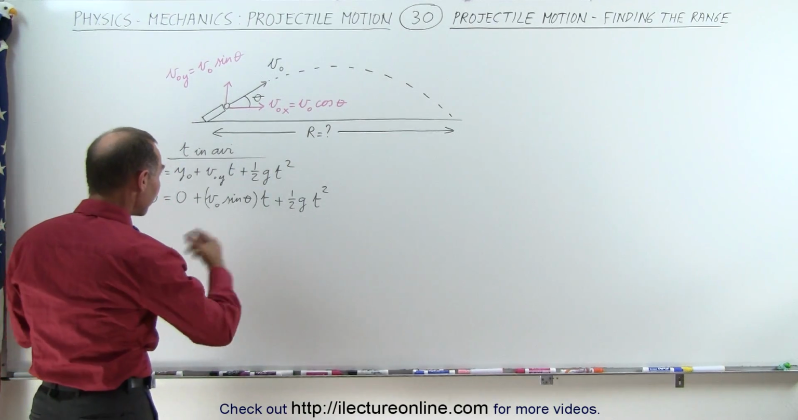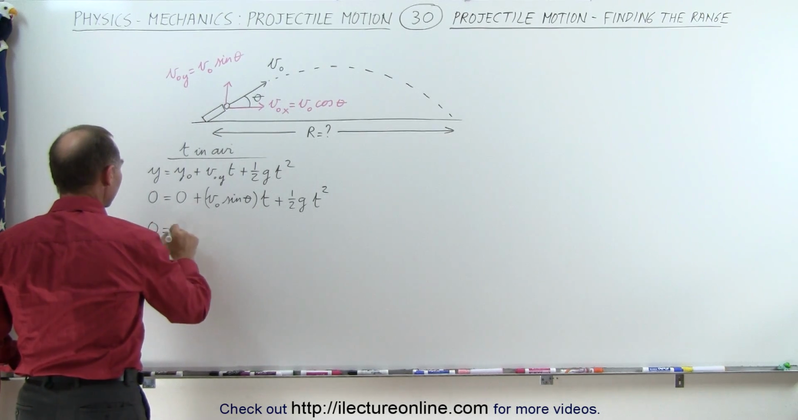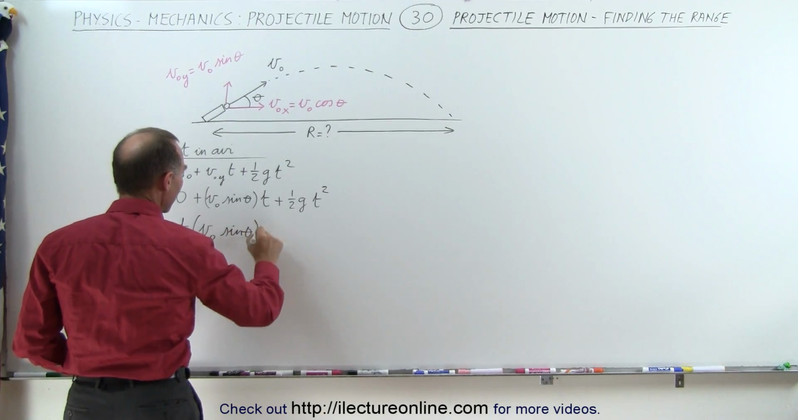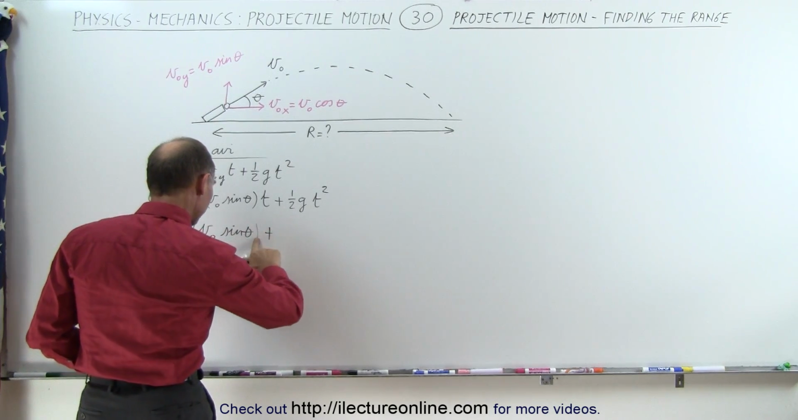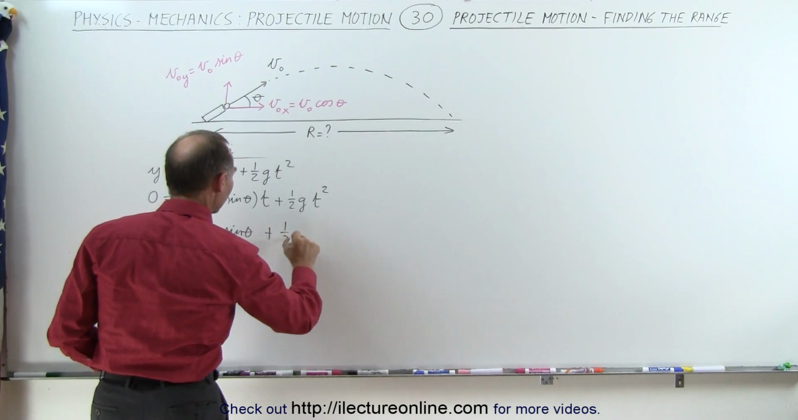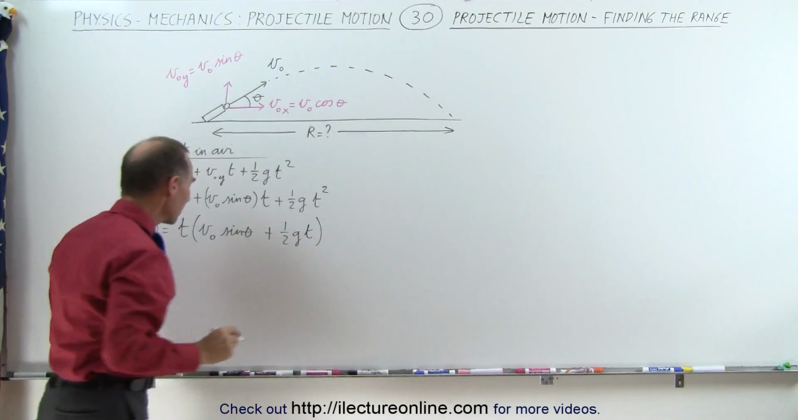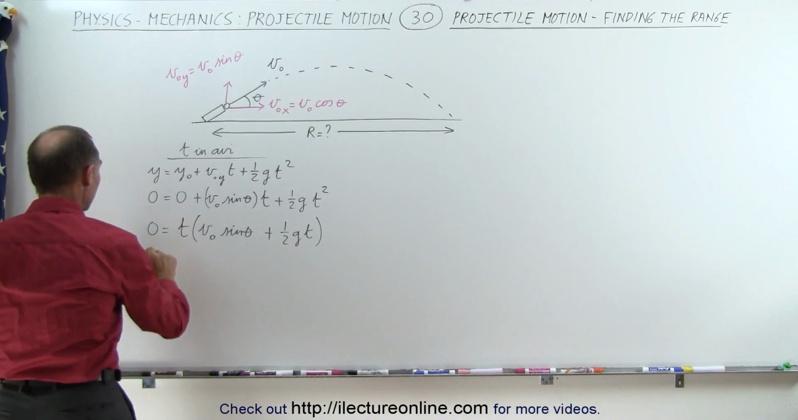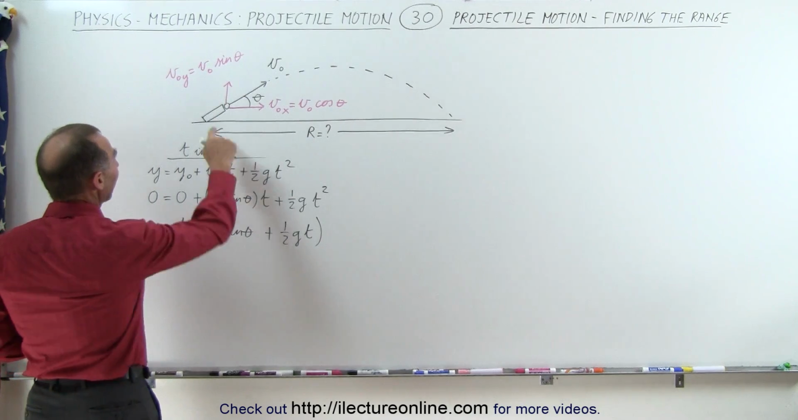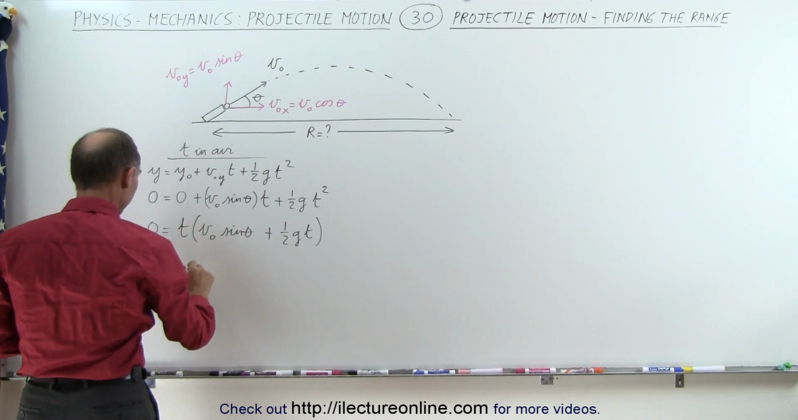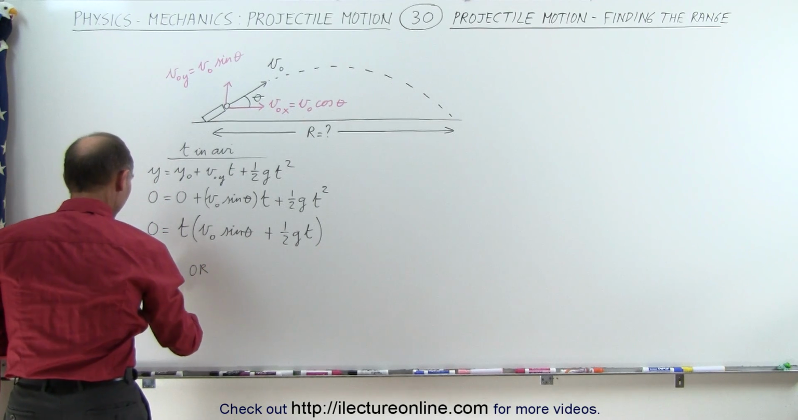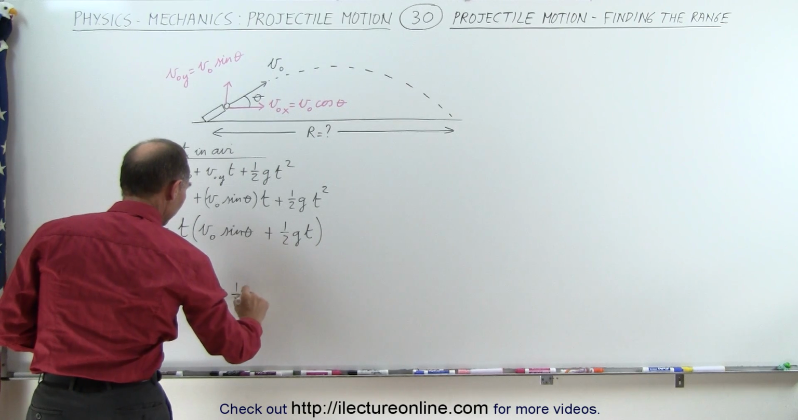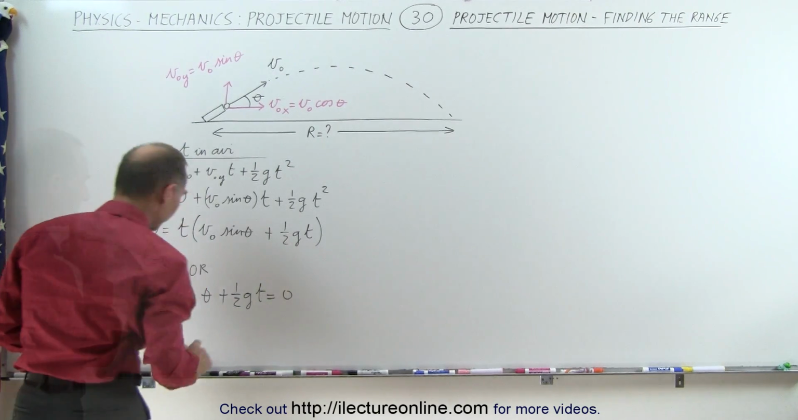And then here I can factor out a t. I get 0 is equal to t times v initial times the sine of theta plus 1/2 g times t. Now what I'm going to do here is solve this equation for time. Since it's set equal to 0, that means that t is equal to 0. That means it hasn't left yet and it's back on the ground. Or I can write that v initial times the sine of theta plus 1/2 gt is equal to 0.